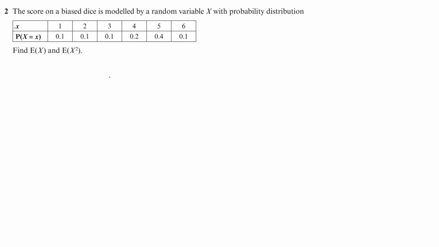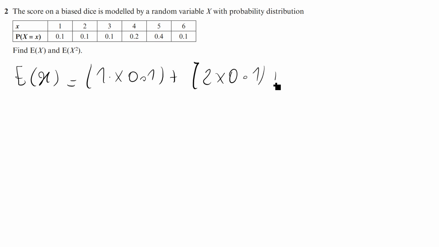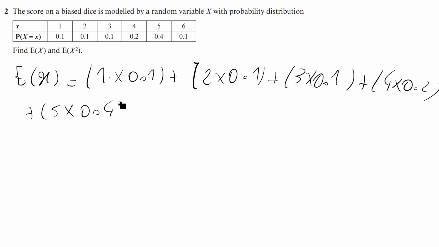Okay, in this question, we just follow the same procedures again, and as you know, E of x equals the sum of all of the values of x multiplied by the probabilities. So again, 3 times 0.1 plus 4 times 0.2 plus 5 times 0.4 plus 6 times 0.1, and the value of E of x equals 4.